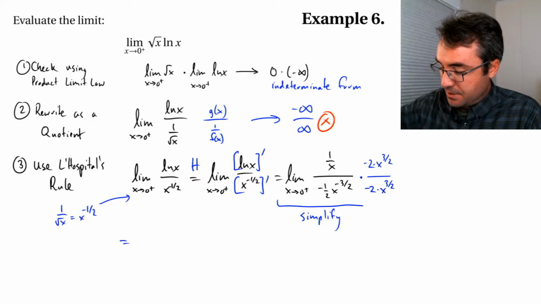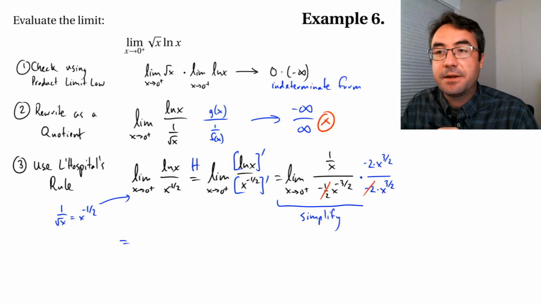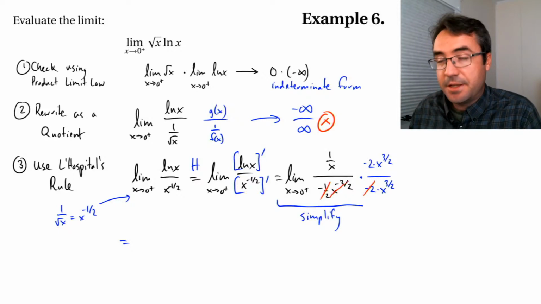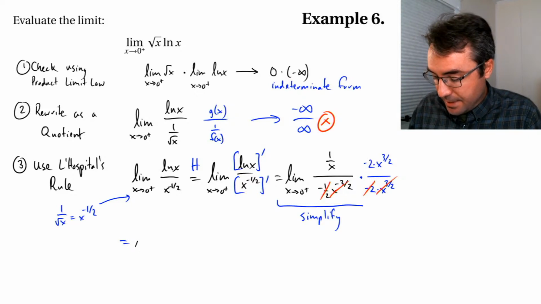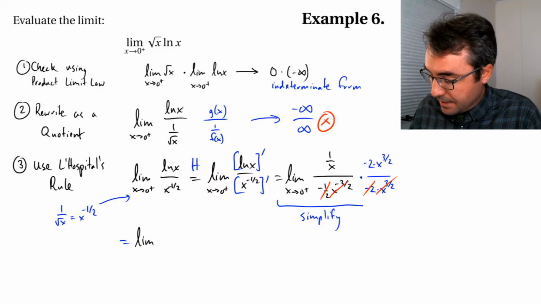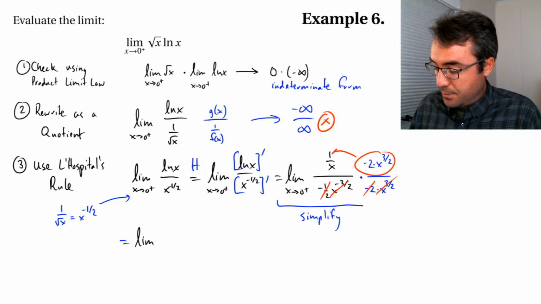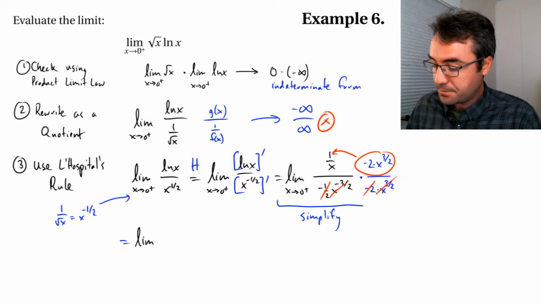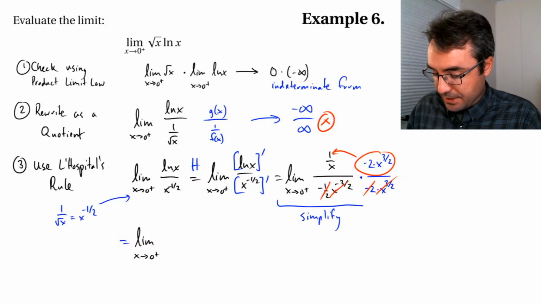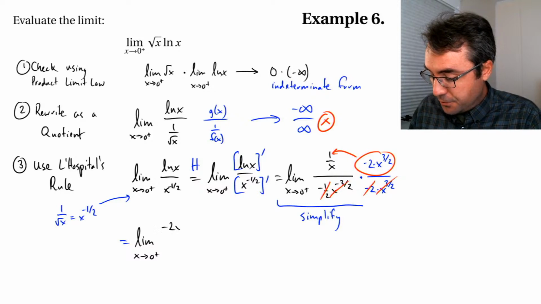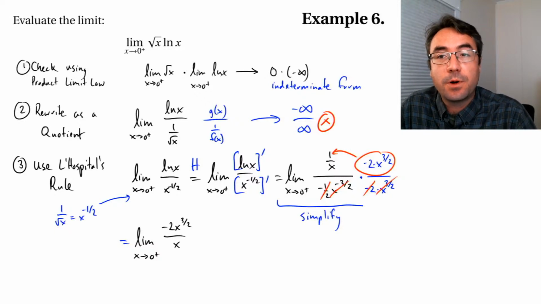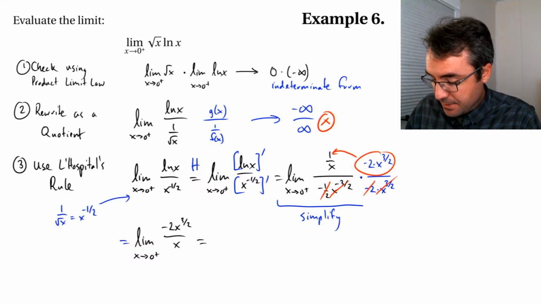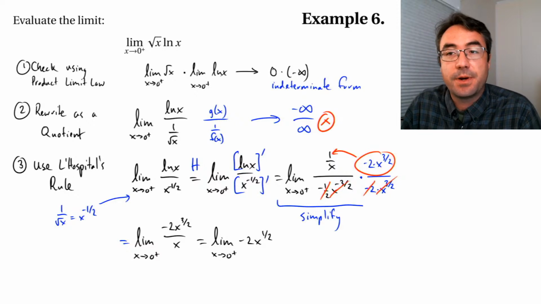Now let's see what that gives us. In the denominator, by design, the negative 1/2 and the negative 2 cancel. And then the x to the negative 3/2 and the x to the positive 3/2 cancel. And so what we're left with is the limit of negative 2x to the 3/2 in the numerator on the 1 over x, as x goes to 0 from the right. And we have negative 2x to the 3/2 divided by x. Let's clean that up a little bit more so we can cancel some of the x's. And this simplifies down to just negative 2x to the 1/2 power as x approaches 0 from the right.